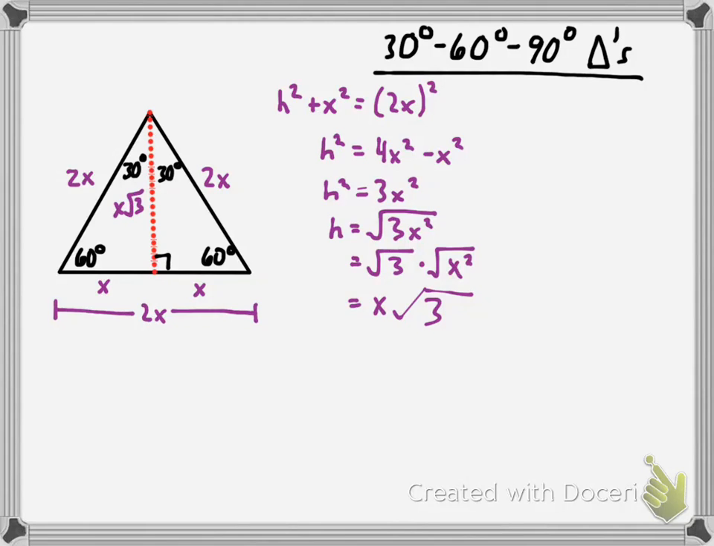No matter what 30, 60, 90 triangle you're looking at, you can always double the shorter leg to find the hypotenuse, and you can always multiply it by the square root of 3 to find the length of the longer leg.